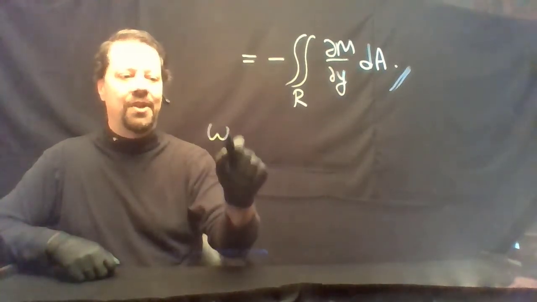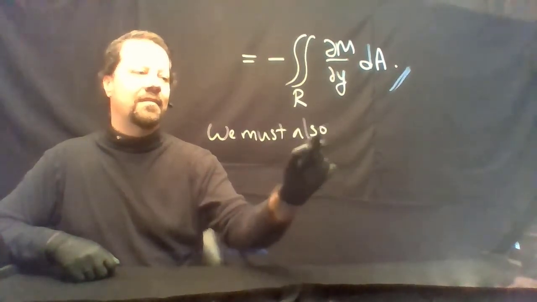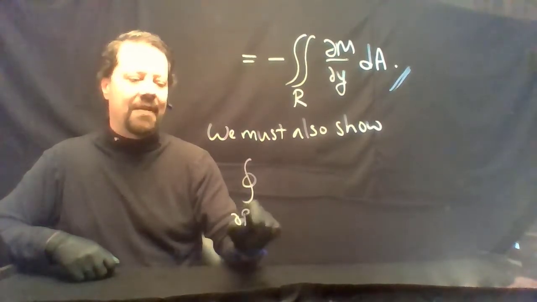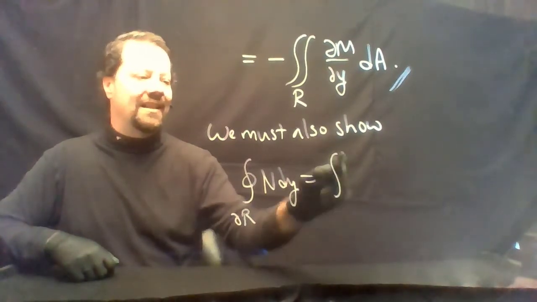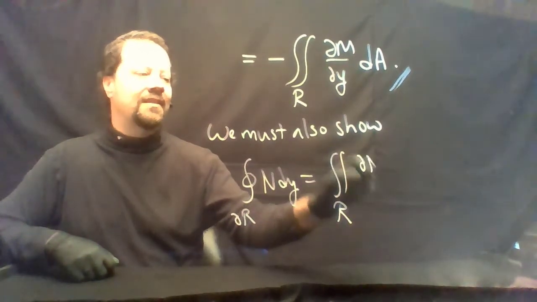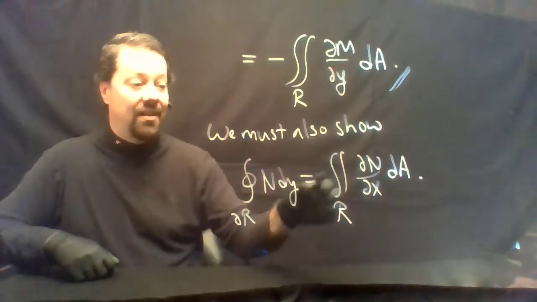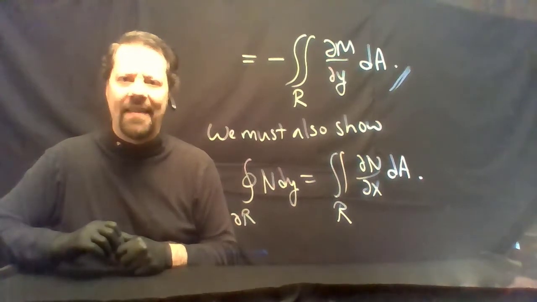Now we also must show that when we integrate around the boundary of R of n dy, what we get is the integral on R of dn dx dA. Not minus, but plus this time. Let's think about why that should be so.